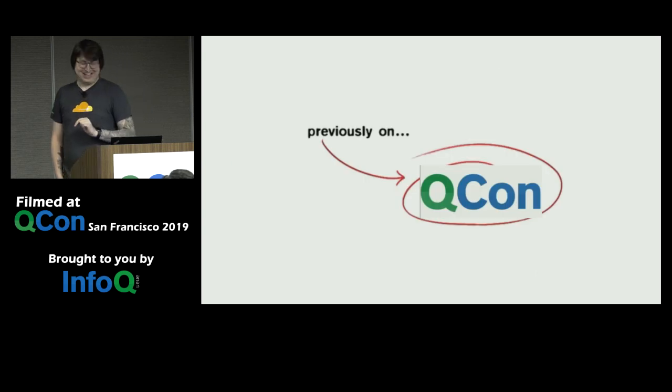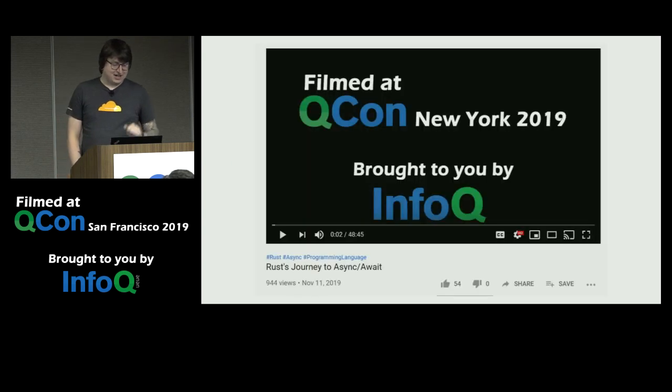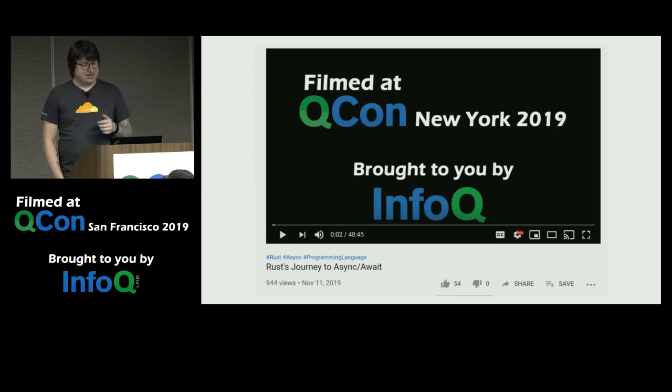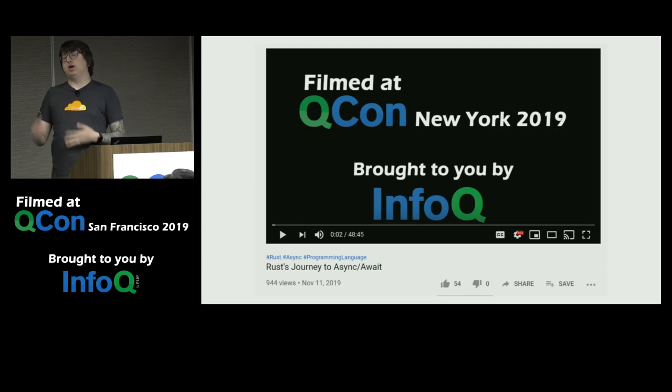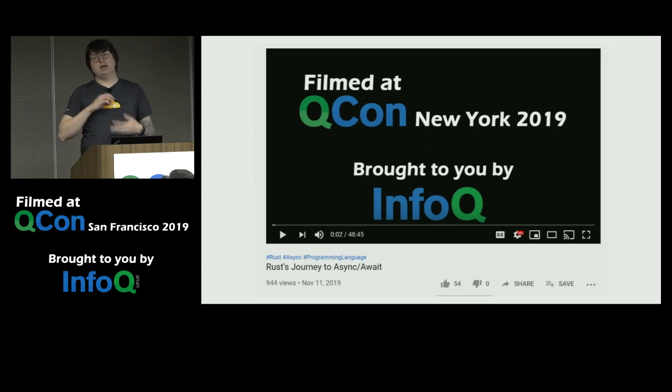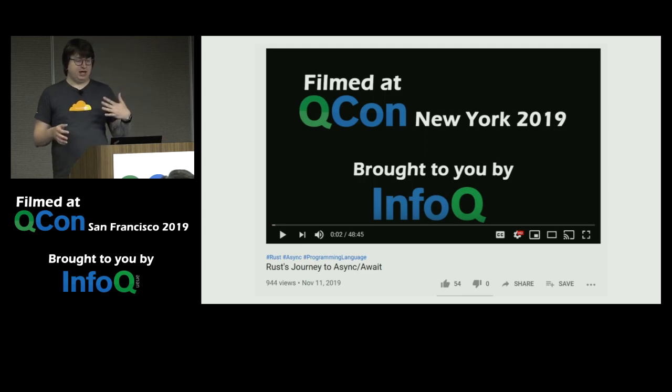Previously at QCon, I gave a talk called Rust's Journey to Async-Await. I should have paused it on my title slide and not QCon New York, but whatever, it's fine. That talk was given about a year ago, and it was a very high-level overview of why Rust cared about Async-Await and an overview of different concurrency methods. If you want a high-level version, you can watch that previous one. But I'm really excited now that we've actually shipped the feature to talk about the low-level details.